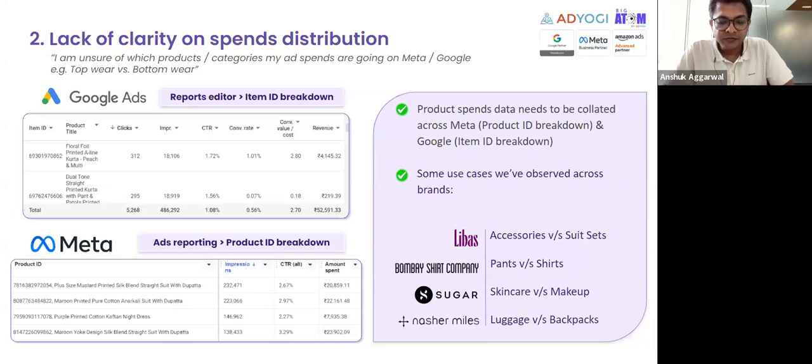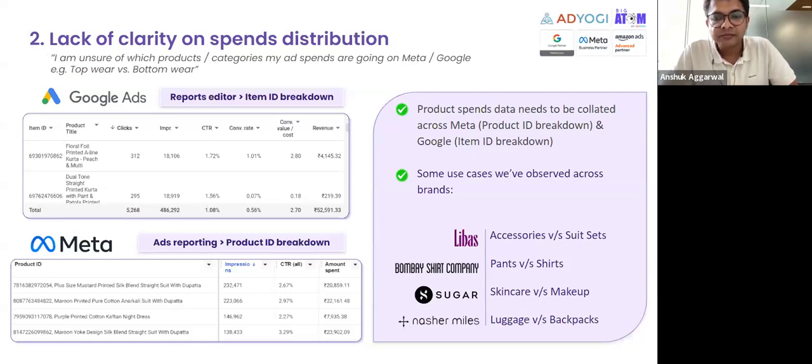Similarly, Meta also has a product ID breakdown. Now, many of you may know that after iOS 14, Meta stopped reporting revenue at a product level, which is actually quite unfortunate. But Meta still continues to report engagement metrics at a product level. So you see impressions, clicks, CTR, amount spent, and a few other metrics at a product level, as you can see in the screenshot, right? So this data can actually be collated and mapped across Google and Meta to figure out how much exactly the spend is going into at a product and a category level, right?